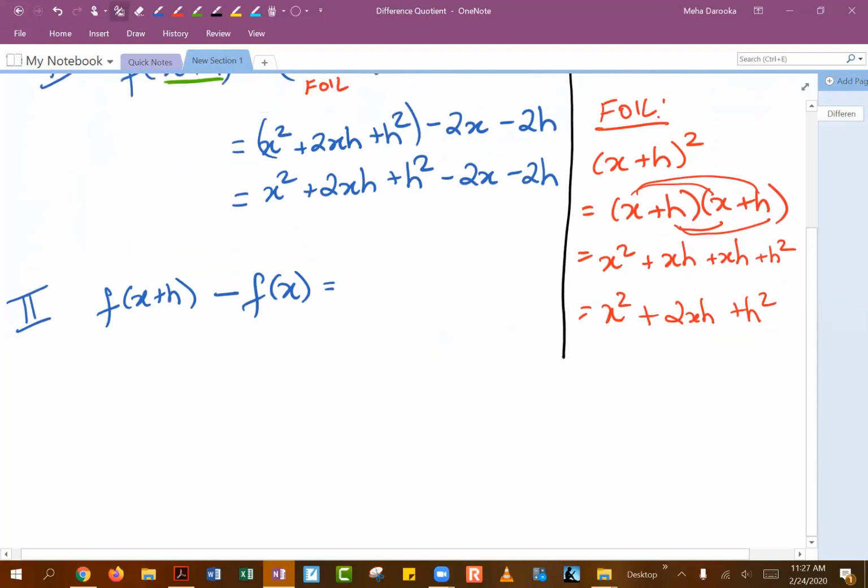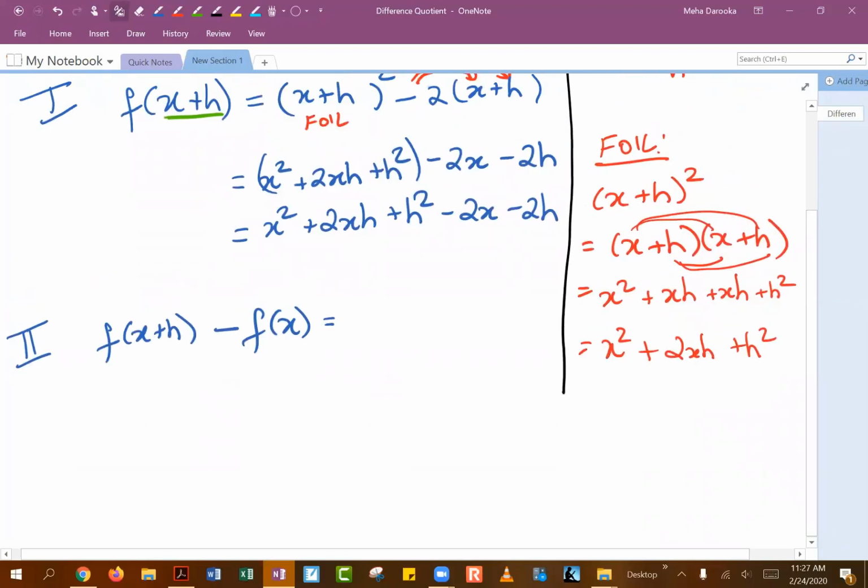Okay, so the answer from part 1, that's our f of x plus h function, right? So go ahead and write that down, and I'm actually going to put them in parentheses again. So that's our x squared plus 2xh plus h squared minus 2x minus 2h, right? All of that. So I'm literally just taking this part here and putting it down here.